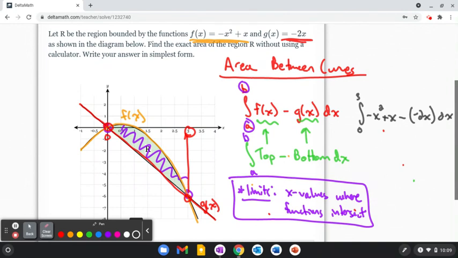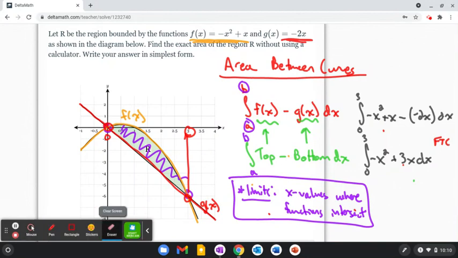All right, so here's our setup. Now to make this a little more compact, let's combine some like terms before we integrate. So the integral from 0 to 3 of negative x squared plus 3x dx. This is our setup. It's all good. Now from here, we're going to use the fundamental theorem of calculus, part 2, to integrate this: plug in the top limit minus the bottom limit. I'm going to delete this purple here. So if you need to write that down, go ahead.